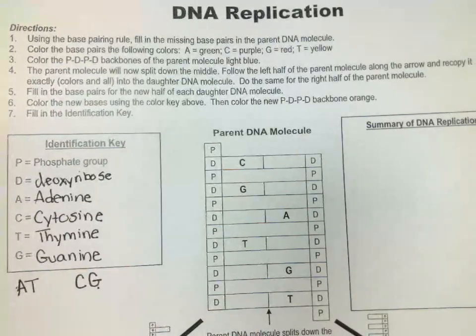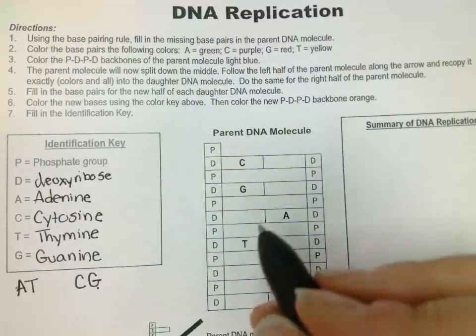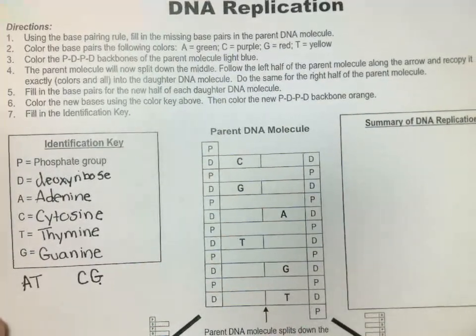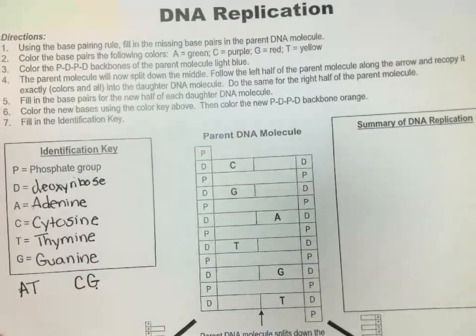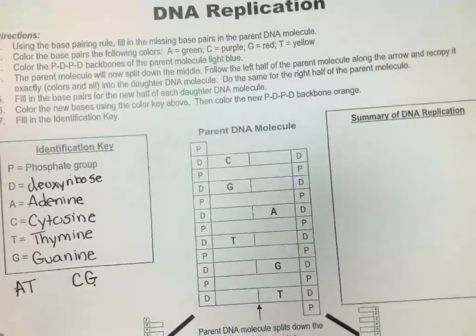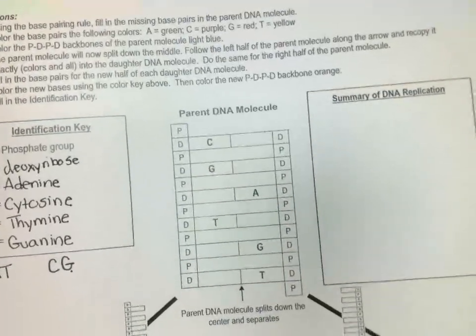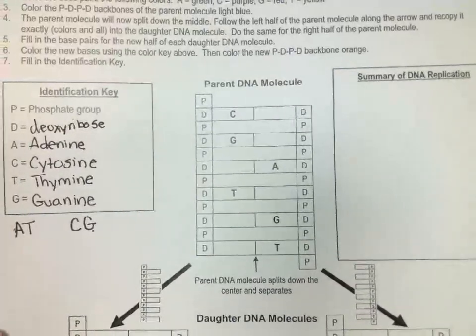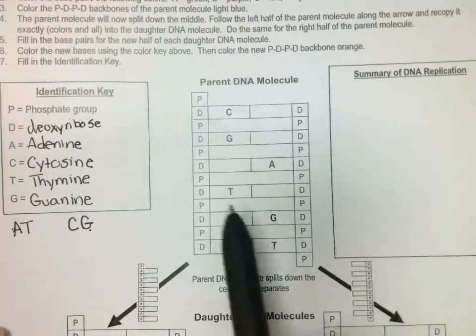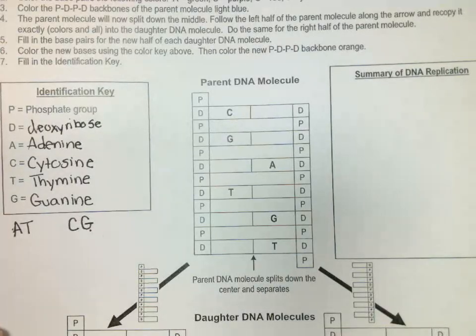So what we're going to do is make a model of DNA and then replicate it. So now that we've labeled everything, we need to look at our parent strand of DNA. And we need to use the base pairing rule and fill in the missing base pairs in the parent DNA molecule. Everybody has a different parent DNA molecule, so fill in the matching bases for your molecule.